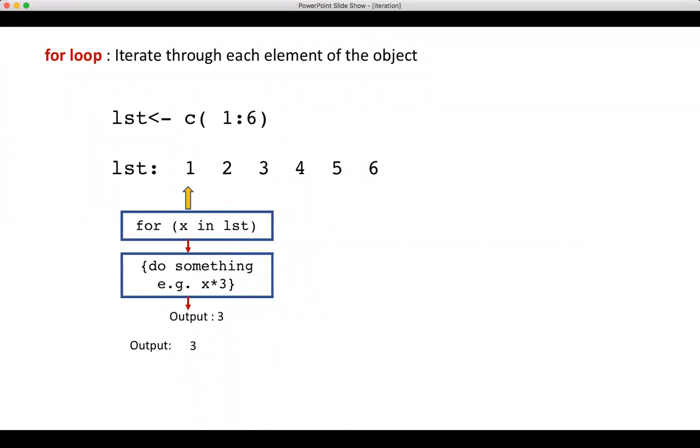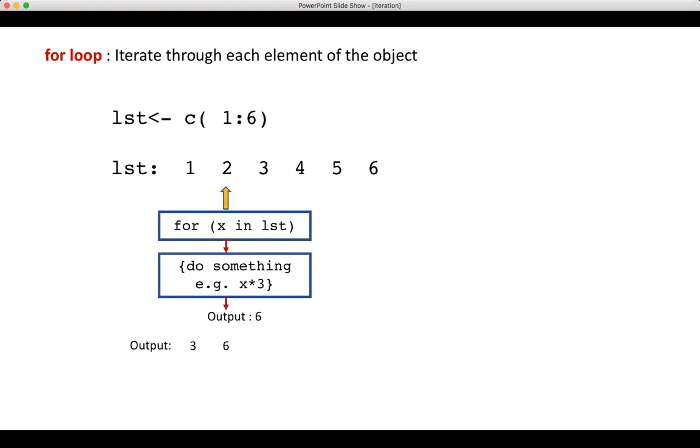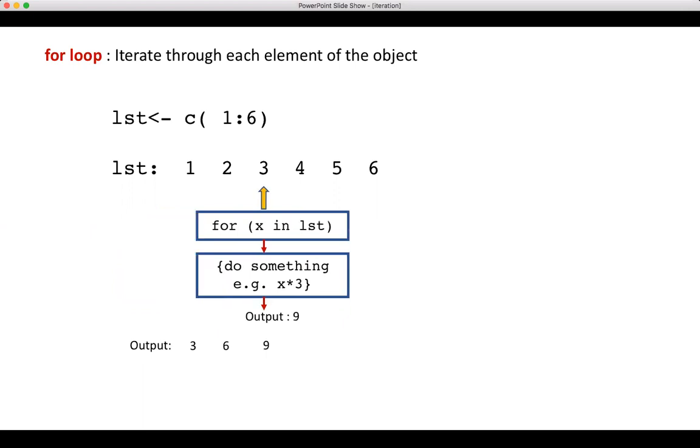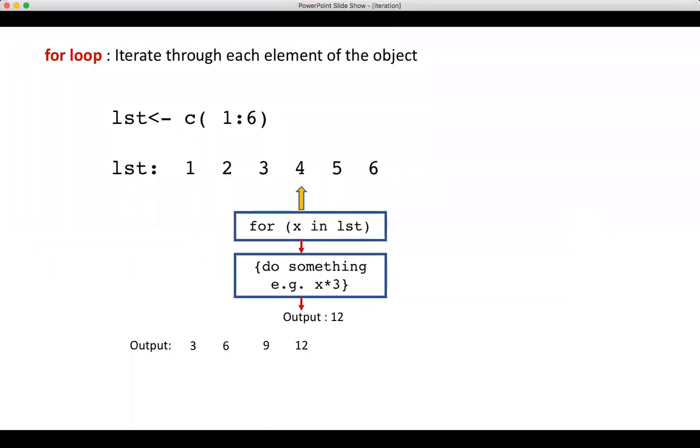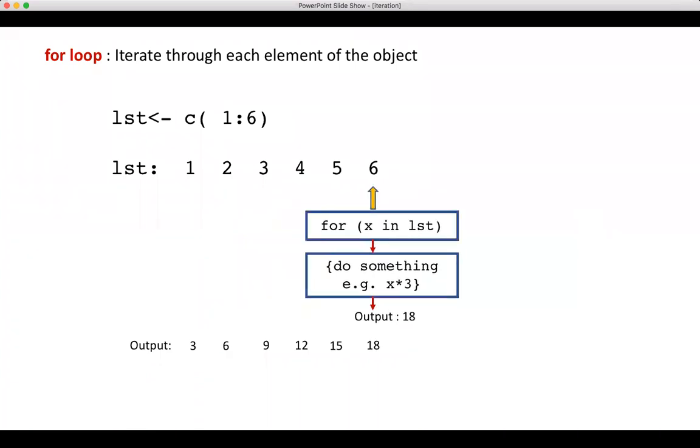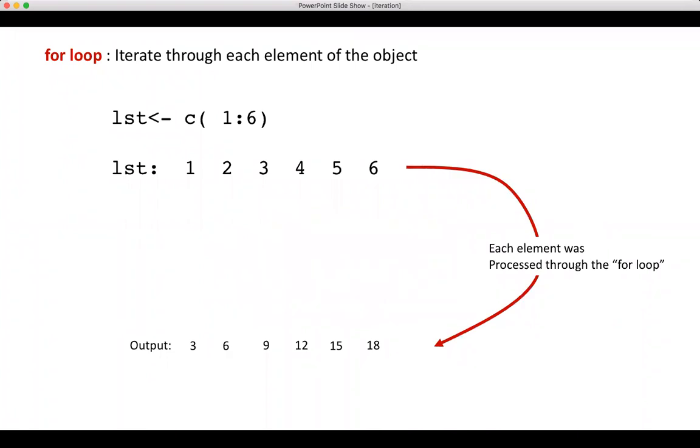In the first instance, x value will be 1 and x multiplied by 3 is 3. Once that is completed, the for loop automatically shifts to the next value. That time x becomes 2 and 2 is multiplied by 3, output is 6. Then the for loop moves to the next value and multiplies by 3, 9, and so on. As soon as it's finished with one value, it goes to the next, and keeps going until it has exhausted all the values in your vector or whatever object you are iterating over. So this is the way you can use the for loop to go over the elements.